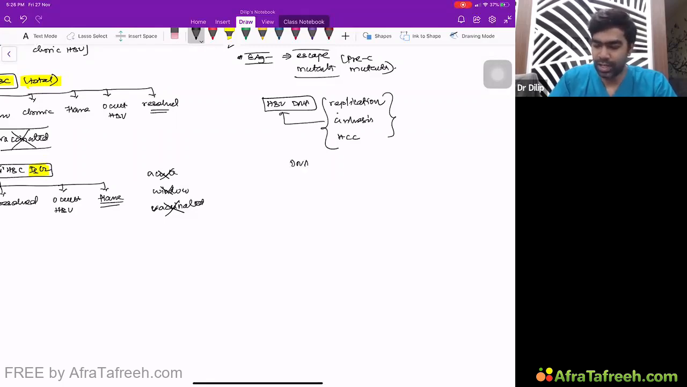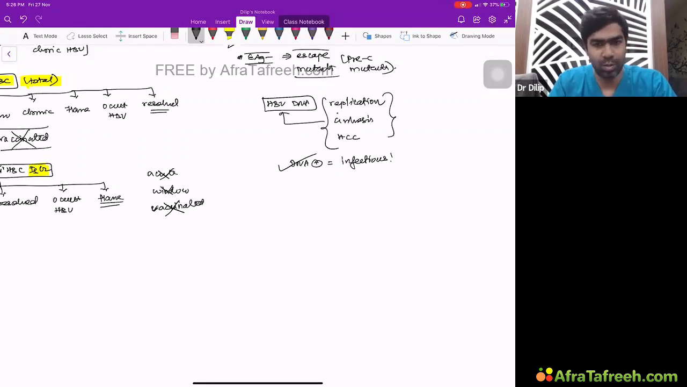If HBV DNA is there, it means the patient is infectious. The only place where the patient may not have HBV DNA is in the window period. Sometimes, that too with current assays, it's very unlikely. But if HBV DNA is negative and still the patient is infectious, that can only happen in the window period, and that too if you use low sensitivity assays. Apart from that, whenever DNA is positive, it means the patient is infectious. Whenever DNA is negative, it means the patient is not infectious.